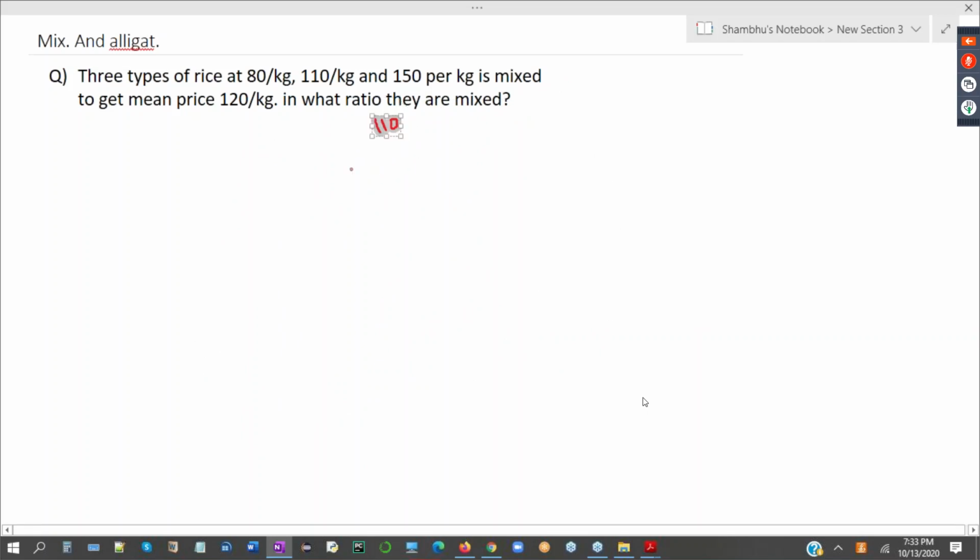Very easily you will understand this. Always this formula, always this pattern is acceptable for only 2 terms. Like one item is 80, one item is 100. So this pattern is only for 2 items, not for more than 2.